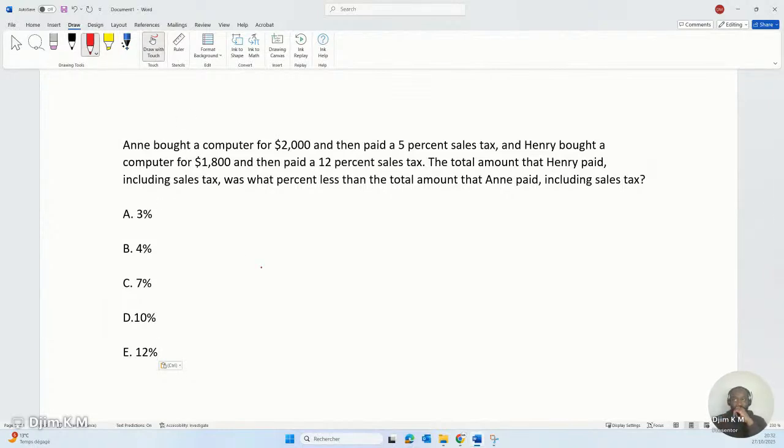Okay, next question. Anne bought a computer for $2,000 and then paid a 5% sales tax. And Henry bought a computer for $1,800 and then paid a 12% sales tax. The total amount that Henry paid, including sales tax, was what percent less than the total amount that Anne paid, including sales tax?